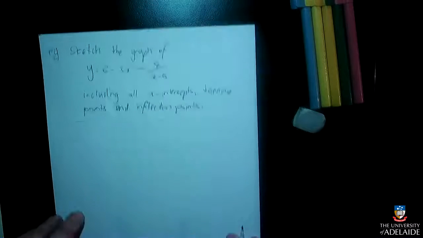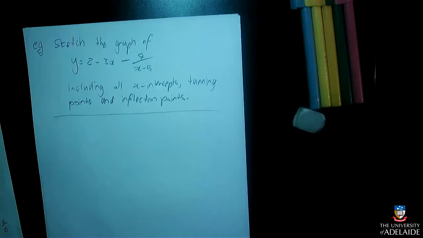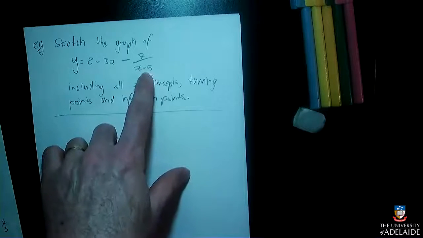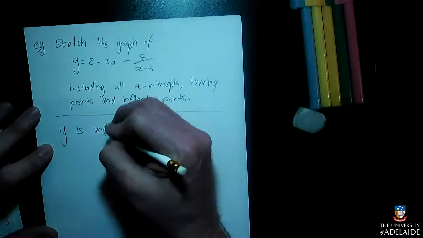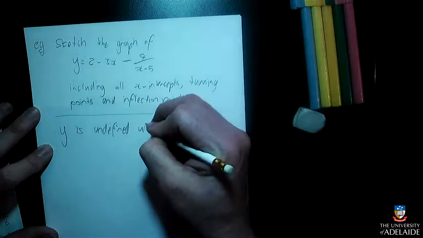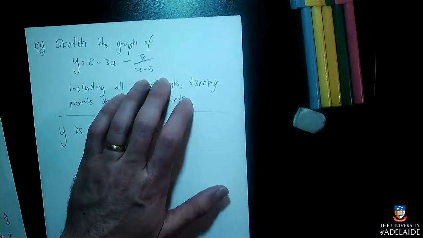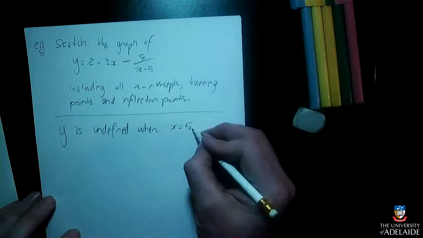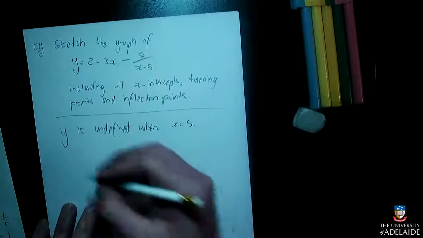Okay, so the very first thing that I talked about in the previous seminar, there were 4 features that we want to talk about. It's not mentioned here, but I do have to talk about where the function is undefined first. y is undefined when any part of it that is a fraction has a denominator of 0. So when x minus 5 is 0, that means when x is 5. And there will be a vertical asymptote there because the numerator isn't 0 at the same time.